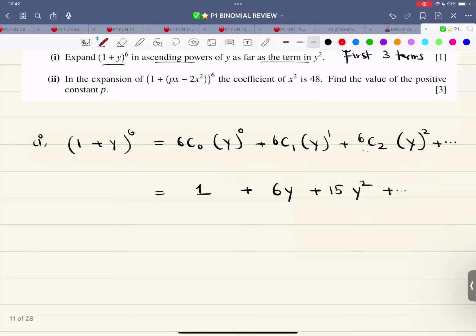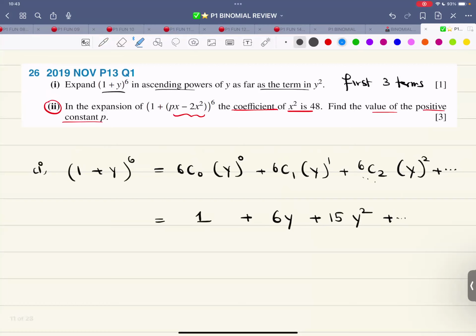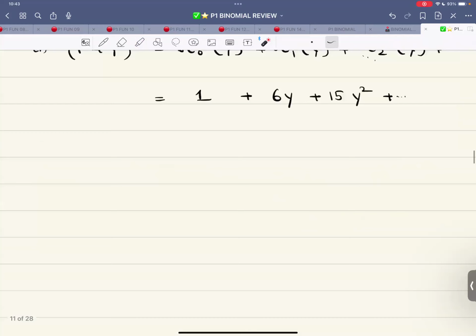Now it says in the expansion of 1 plus something raised to power of 6, the coefficient of x squared is 48. Find the value of the positive constant p. The first thing that you need to realize, 1 and 1 is the same thing. Y and this thing is y. Because the power over here is 6, the power over here is 6. So basically, what is happening is that the y is replaced by this thing, px minus 2x squared.